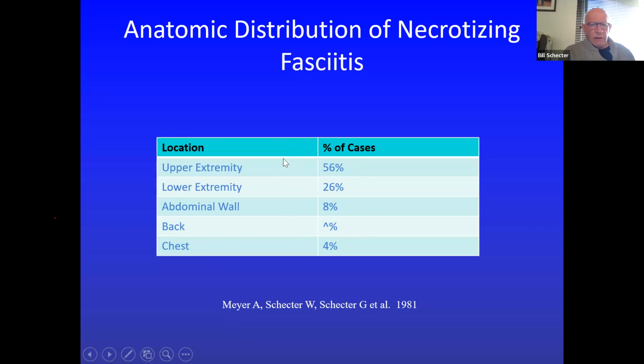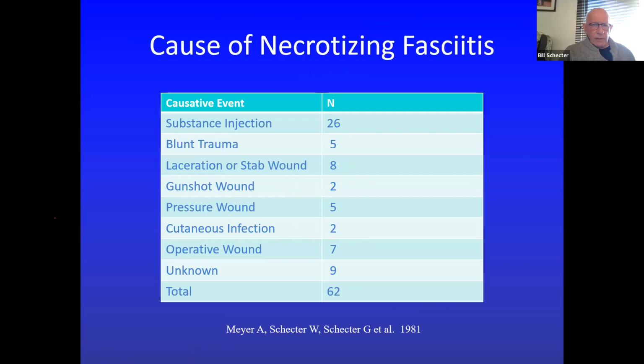You had necrotizing infections all over the place, but actually 56% of the necrotizing infections were in the upper extremity. And you can see that most of them were due to injection drug use, but we had blunt trauma, penetrating trauma, gunshot wounds, pressure wounds. A patient would be unconscious from a drug overdose or a head injury or something, and would be lying on one side for 12 hours before they were discovered, and there would be a pressure necrosis that caused necrotizing infections. And then sometimes you can even get it after surgery.